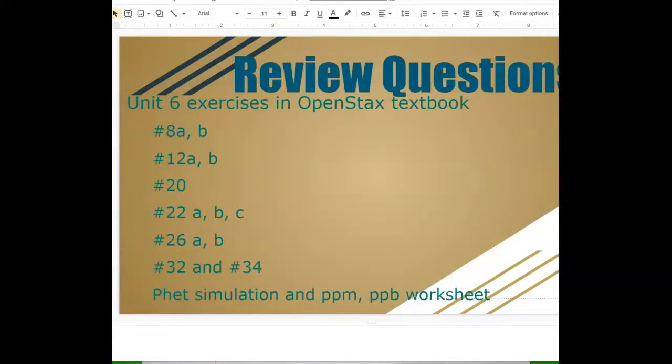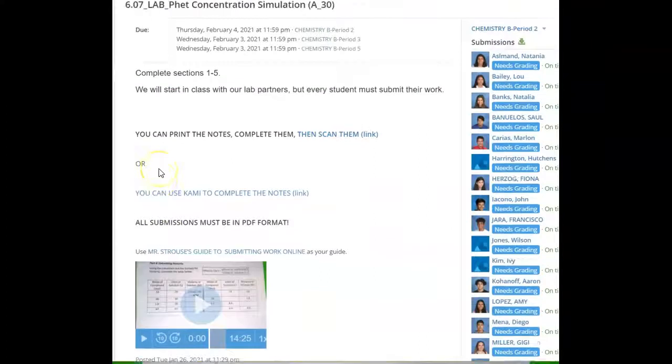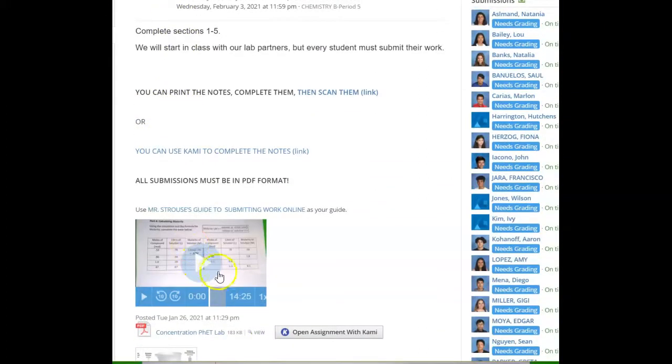The next thing it asks us to review is the PhET simulation. I've already made a video of that in 6.07 on this assignment. I made a 14-minute video right here, so you can review the PhET simulation, but it's very similar to what we're already doing. It's actually easier. So you may need to review that, you may not. And finally, we need parts per million, parts per billion.